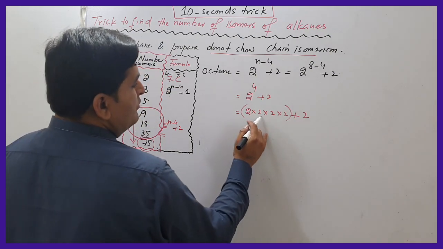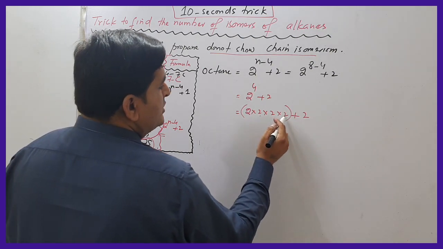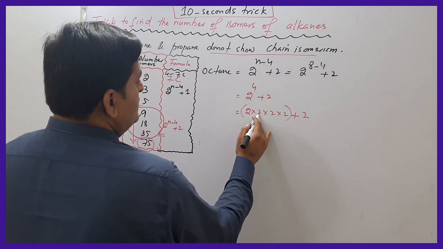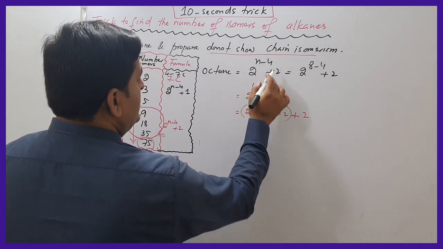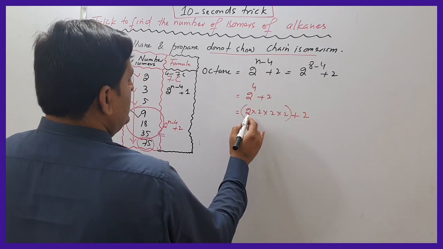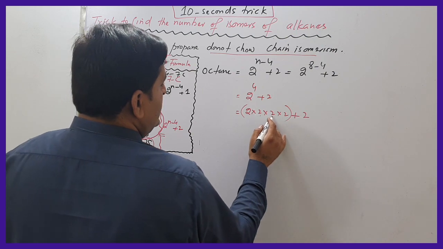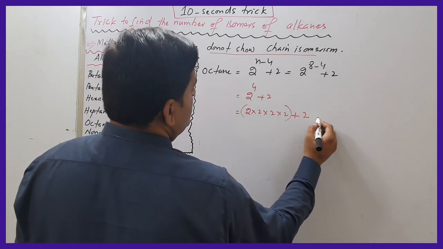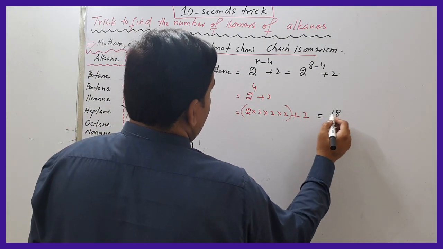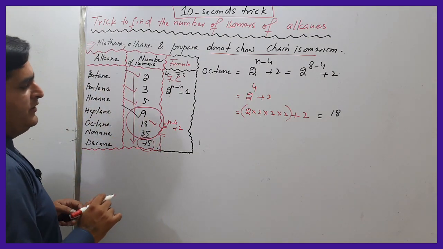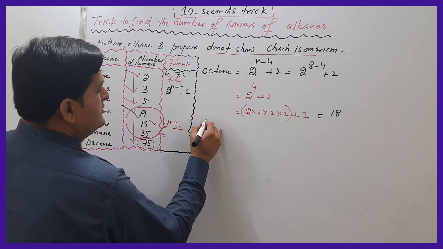2 power 4 means 2 into 2 into 2 into 2 plus 2. Now 2 twos are 4, 4 twos are 8, 8 twos are 16, 16 plus 2 is 18. So the number of isomers of octane becomes 18. For the same reason, nonane.